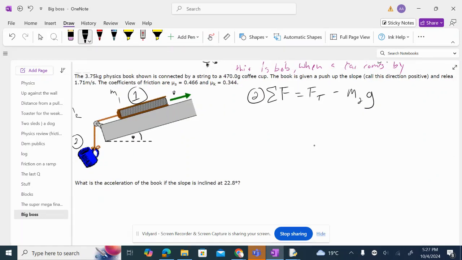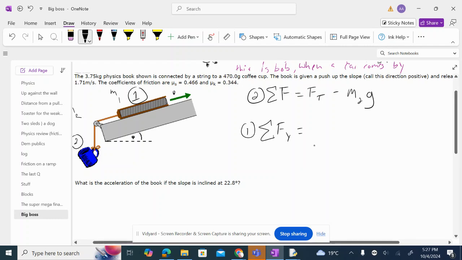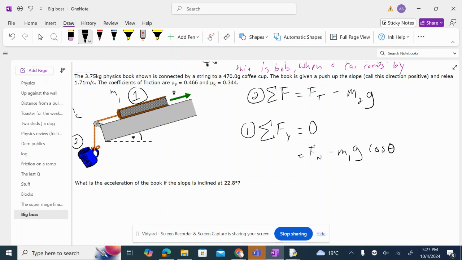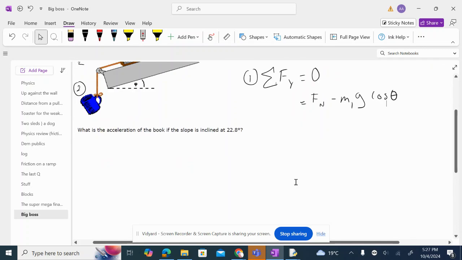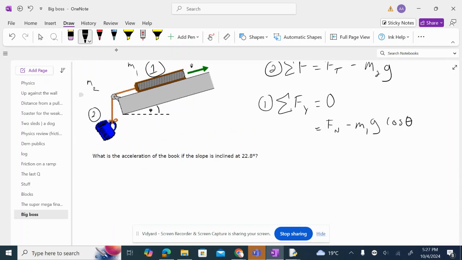For the first cup, it's going to be a little bit different because we have to break this one up into the summation of Fy, which is the total force in the y direction, and that is going to equal 0, just FYI. But as for an actual equation, it's going to be the normal force minus m1, because we're talking about mass 1, gravity, and then cos theta. We're doing cos theta because you have to remember that this is on an incline, and we have this theta right here that we're going to have to use to be able to find the actual amount of y directional force.